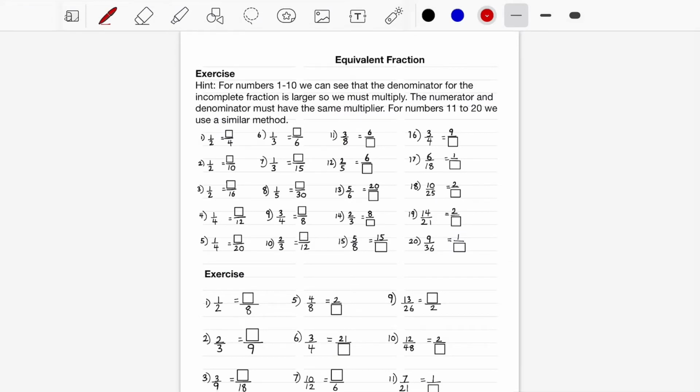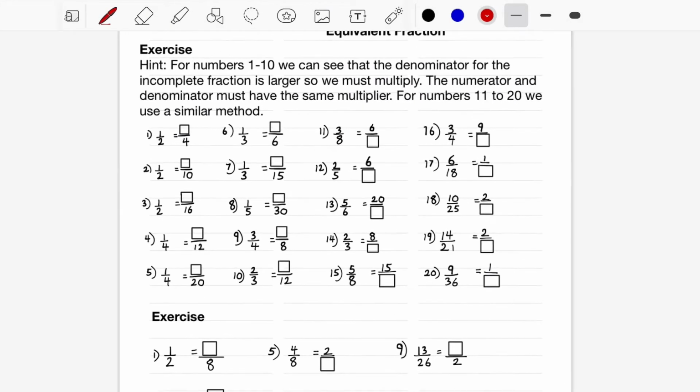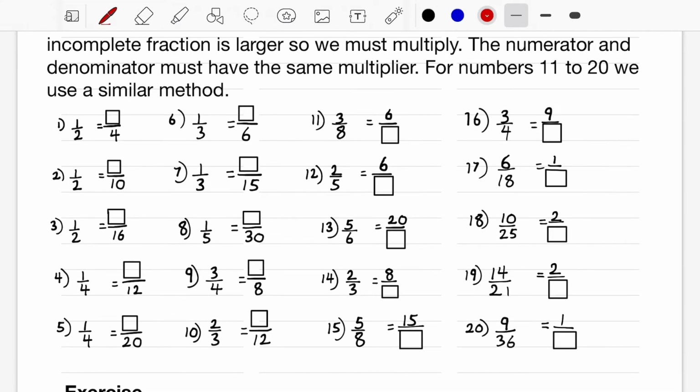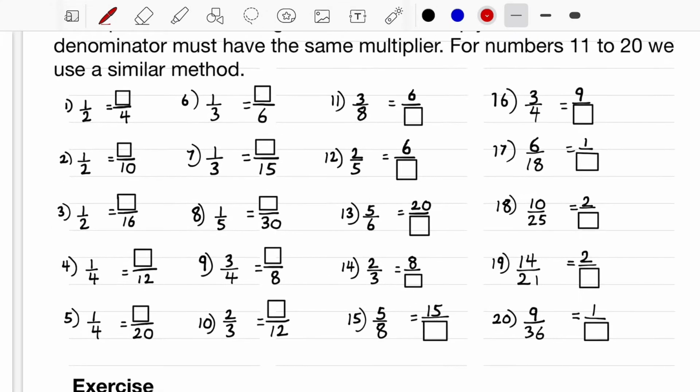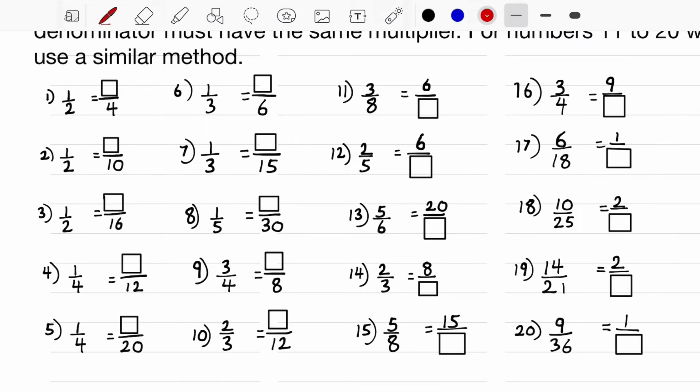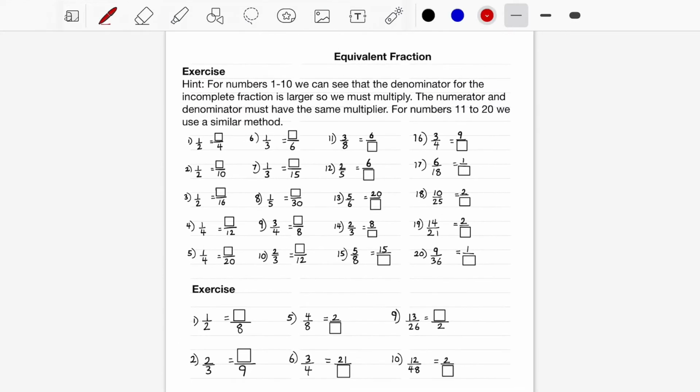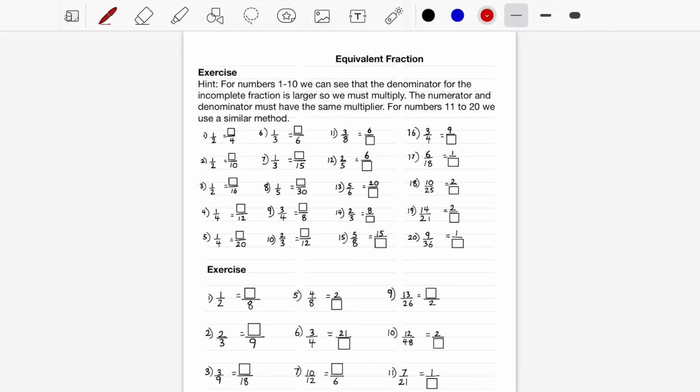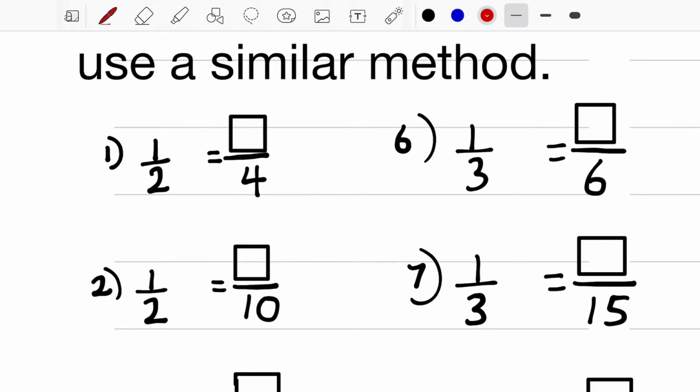Equivalent fractions. So for this exercise, we don't have any shading, nor do we have any visual aids. You can feel free to attempt the questions now. So of course we are trying to find the missing denominator or numerator for the equivalent fractions. So you can feel free to pause the video now and try the questions. Okay, so let's begin. I will do a few of the questions.